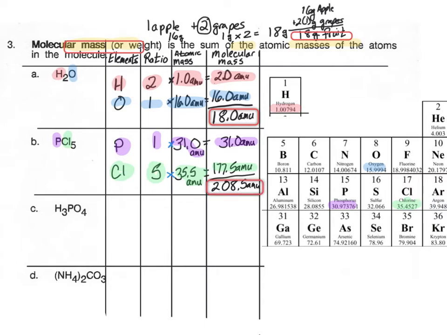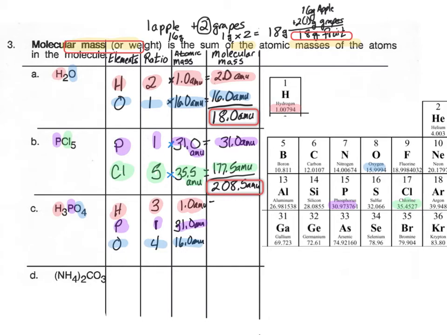Now let's look at letter C. The formula that we're looking at is H3PO4. The elements present are hydrogen, phosphorus, and oxygen. We have 3 hydrogens, 1 phosphorus, and 4 oxygens in this formula. The atomic mass of hydrogen is 1.0 AMU. The atomic mass of phosphorus is 31.0 AMU. And the atomic mass of oxygen is 16.0 AMU.